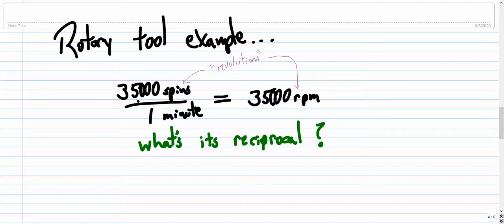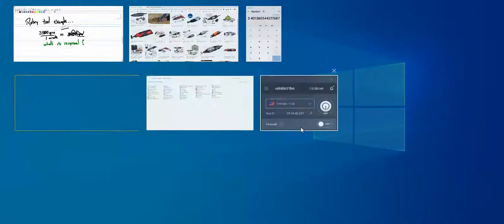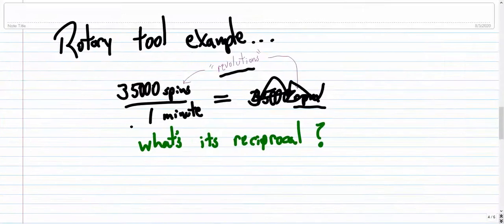So if that thing spins around 35,000 times per minute, a lot of people call those RPMs. That's short for revolutions per minute, but I'm not going to worry too much about that. So what is the reciprocal of 35,000 RPMs or 35,000 spins per minute? Well, it's going to be 1/35,000th, whatever that is.